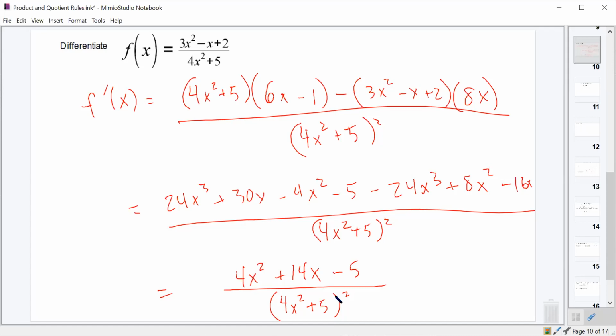Oh, I see what you're saying. So to write this, you're saying 3x squared minus x plus 2 times 4x squared plus 5 to the -1? Yeah, exactly. You could, but the problem is finding the derivative of 4x squared plus 5 to the -1 is a little more complicated because that's not a straight power rule issue. So we don't have a way to find that derivative yet. Okay, I see. Thank you. We will have a way to find it, but we don't currently.